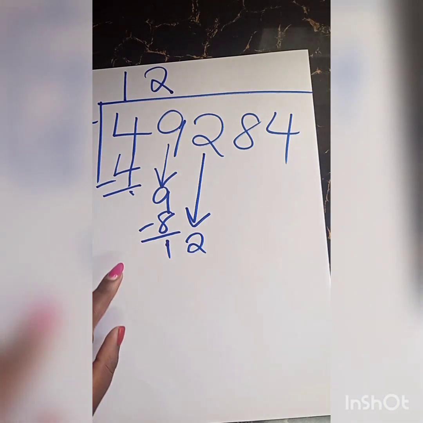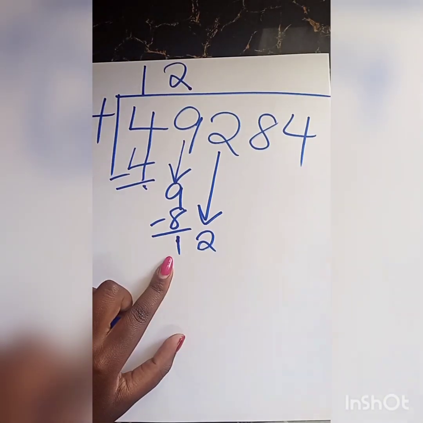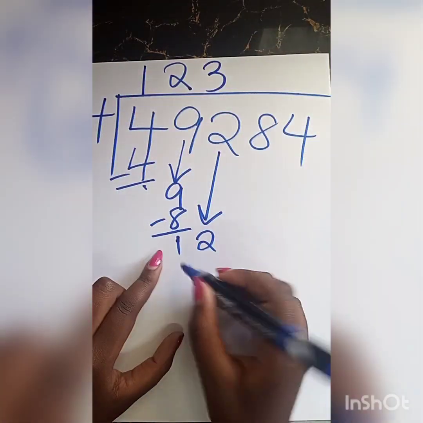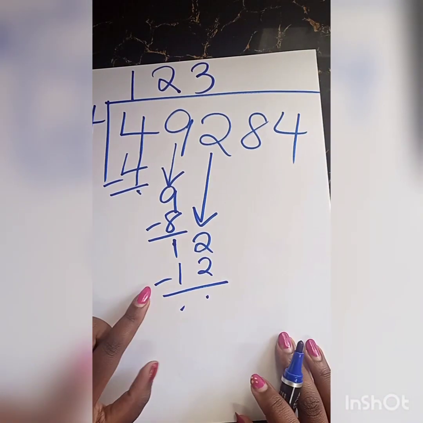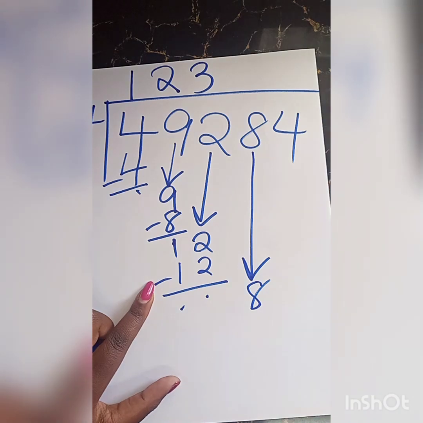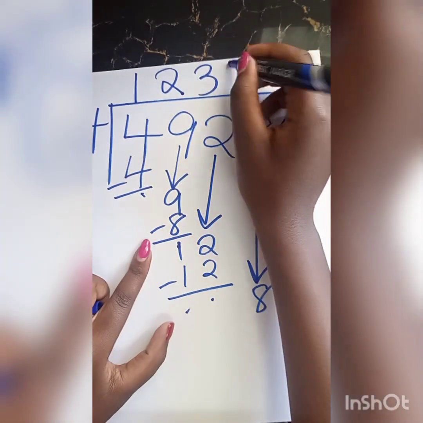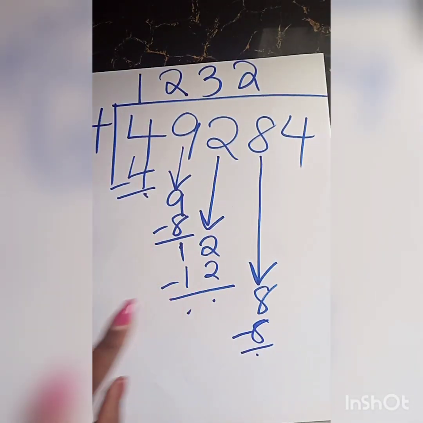Where does 12 fall here? 12 is here. So that means we'll write a 3 here because 3 times 4, as we've seen, is 12. And 12 minus 12 is 0. The next step will be to drop the 8. Where does 8 fall here? 8 is here. So we'll write a 2 here because 2 times 4, as we've seen, is 8. And 8 minus 8 is 0.